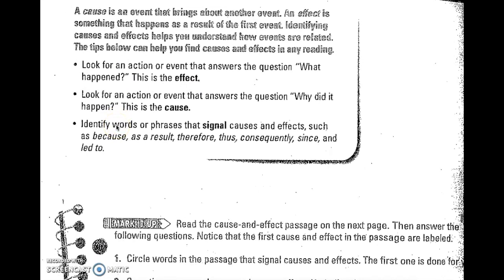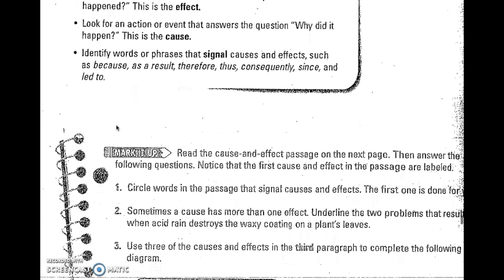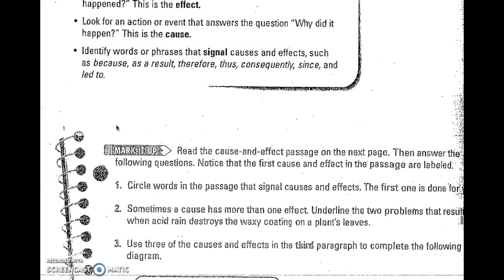Look for an action or event that answers the question, what will happen? This is the effect. Look for an action or event that answers the question, why did it happen? This is the cause. Identify words or phrases that signal causes and effects, such as because, as a result, therefore, thus, consequently, since, and led to.